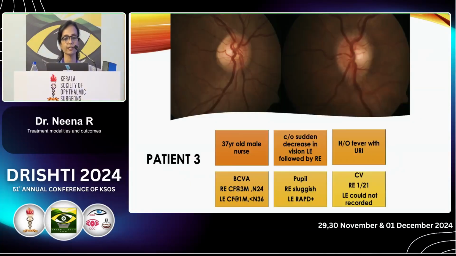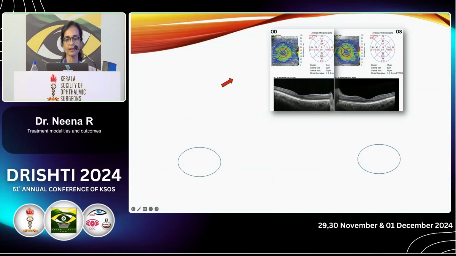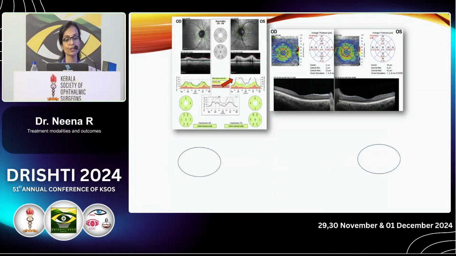And if you see the fundus, what do you see? The right eye disc looks okay. The left eye, it is hyperemic. There is some edema, right? So in this case, an OCT will help you. Look at the OCT. The left eye is definitely showing an RNFL edema, right? The right eye is probably borderline. And when you look at the GCL, it is borderline.